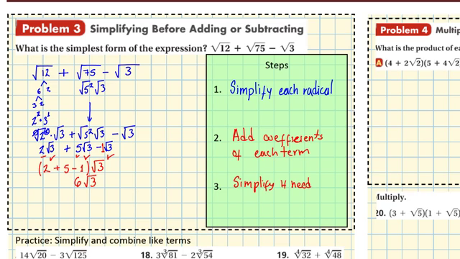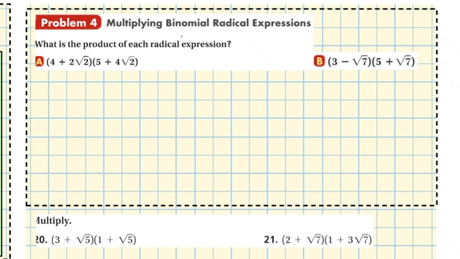Now for problem number 4, we're going to multiply binomial radical expressions. Now it might not look like it, but in this problem you actually have to do 2 operations: multiplication of radical expressions and addition of radical expressions. And we have to use FOIL, which is something we learned earlier in the year. So we're going to go ahead and do example A and see what we need to add and what we need to multiply.